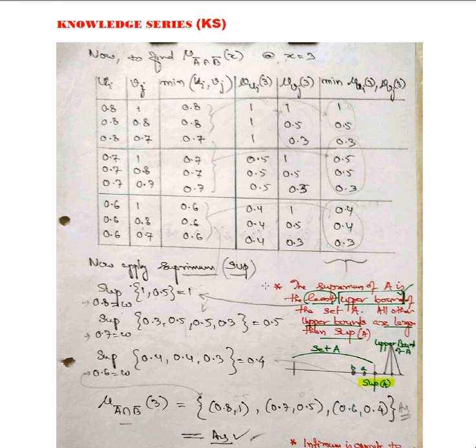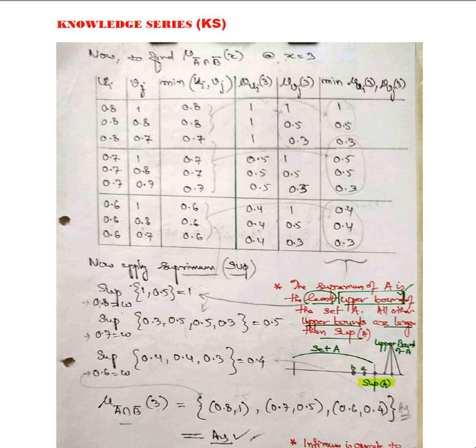The supremum of A is the least upper bound of the set A. This is the given set of elements A. All other upper bounds are larger than the supremum of A. So among the candidates, the highest value is considered the supremum. All other values we are ignoring. So here we got three values, 1, 0.5 and 0.4.